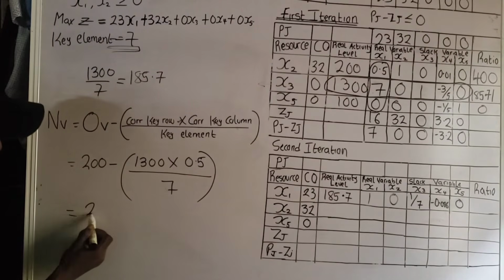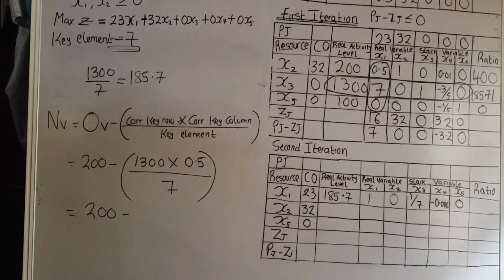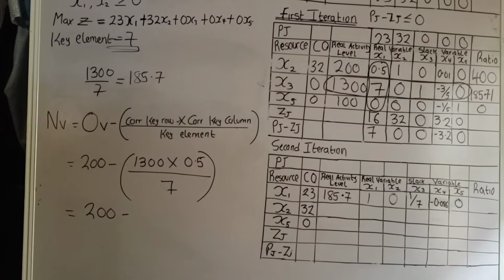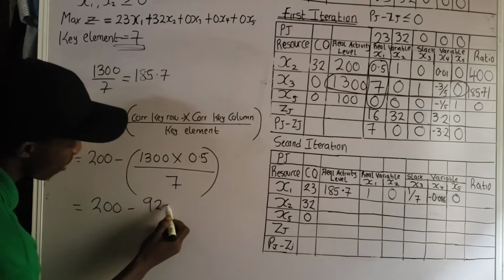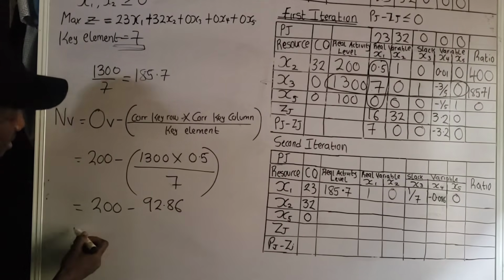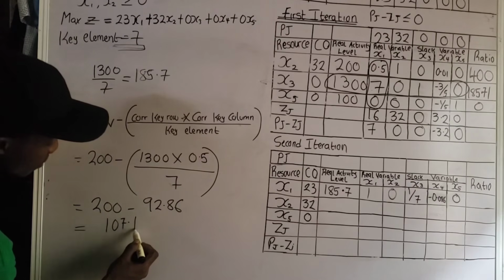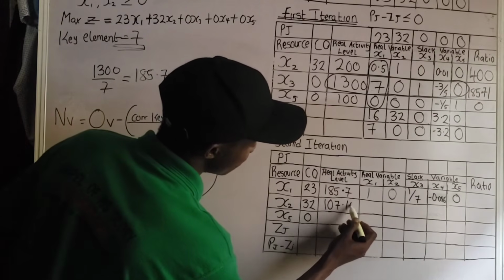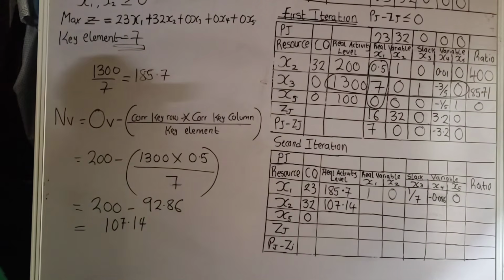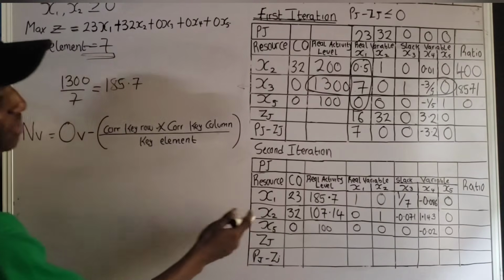From this, I'm going to have 200 minus 1300 multiplied by 0.5 divided by 7. The answer is 92.86. So 200 minus 92.86, that is 107.14. So the value of these cells is 107.14. So you are going to compute the rest. You understand? So just follow the approach that I used in the first iteration. By using this formula, I got the new value of these cells as this.